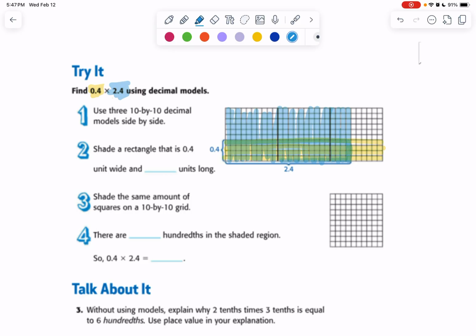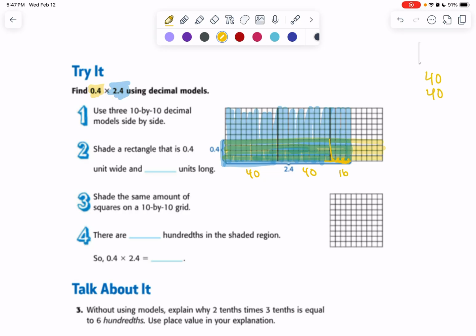All of this where the 2 shadings overlap. That's the part that will become the product. All right, so this is 10 across this way and 4 this way. So there's 40 shaded here. That would make this 40. And then this one is 1, 2, 3, 4 by 4. So this one's 16.